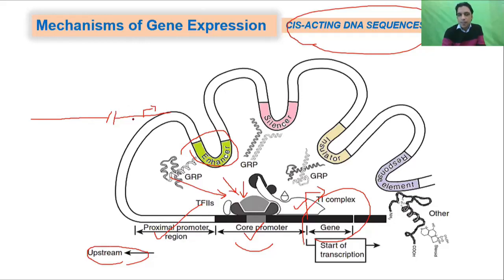You can guess the core promoter should be here, and the proximal promoter should be here. And then there is this sequence here. This sequence is the enhancer sequence. Now you might wonder, this is present very far away, so how is this enhancer sequence able to influence the expression of that gene?